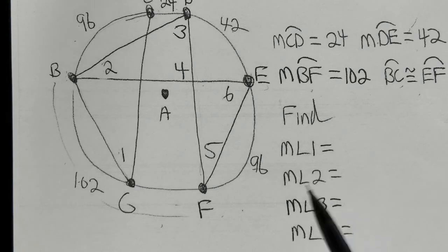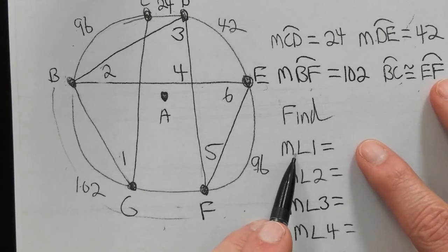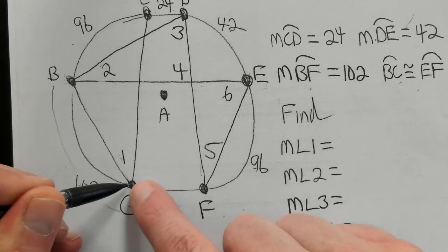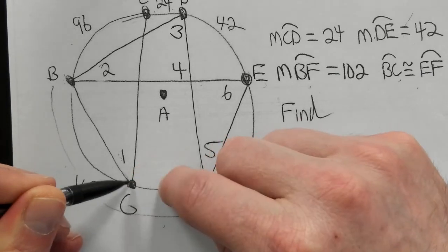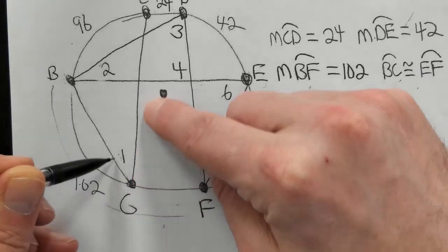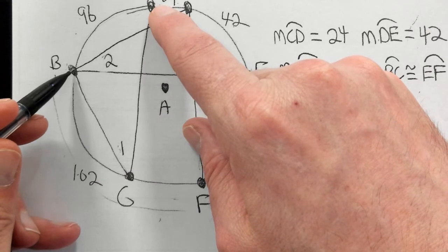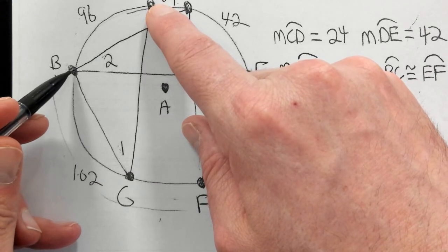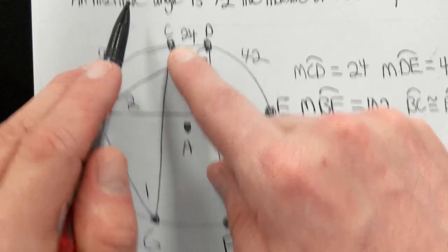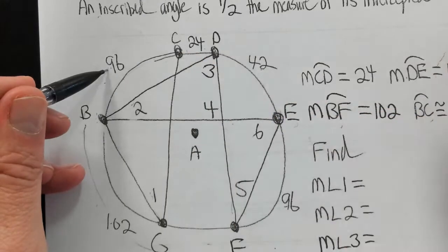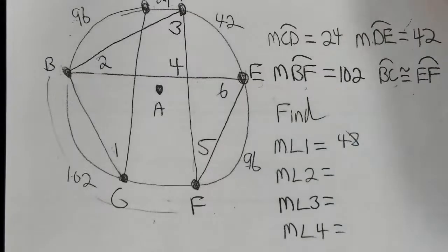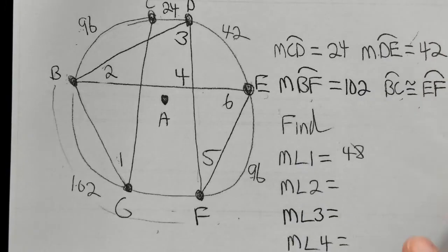Based on that, can we go through now and find each one of these angle measures? Let's see if we can. This angle 1, I need to find its measure. Well, it's an inscribed angle because it's on the circle. We'll follow it out. What arc does it go to? It goes to arc BC. What's the measure of arc BC? 96. Remember we said the inscribed angle is half the arc. So what's half of 96? The measure of angle 1 is 48. So that's how that works. What about angle 2?